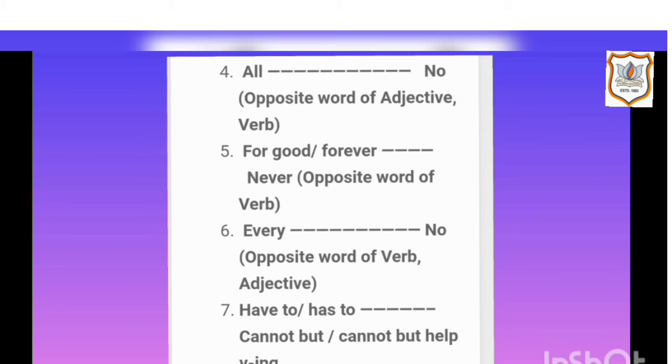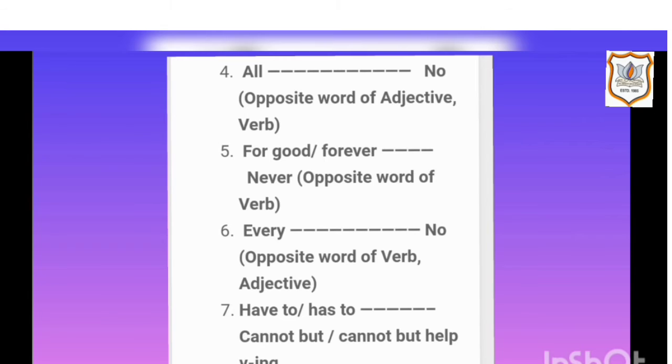Okay, here the sixth rule is, if every word is used in an affirmative sentence, to change it to negative we will use no, and along with that we will use the opposite word of the verb and adjective given in the sentence. For example, everybody is dependent, so we will change it to nobody is independent.